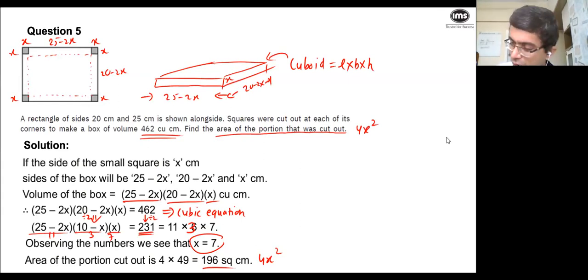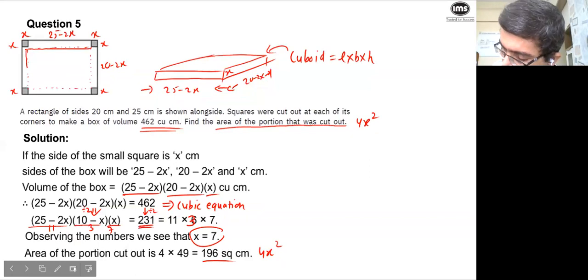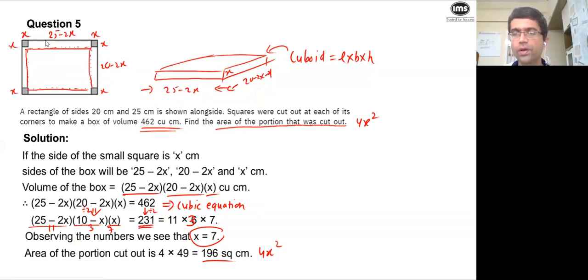Okay, so now if you crease it, if you fold it, the crease is along this, Astha, isn't it? So now you fold it. What will be the height? The height will be x, and the two sides, the base will be 25 minus 2x and 20 minus 2x. Are you clear, Astha?